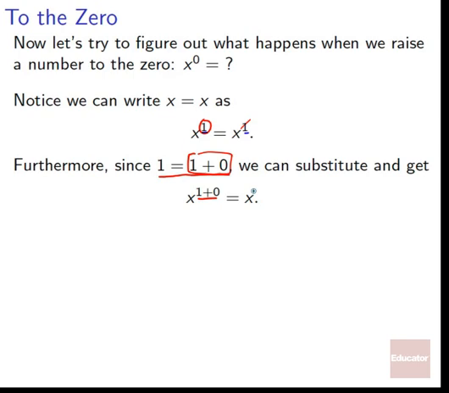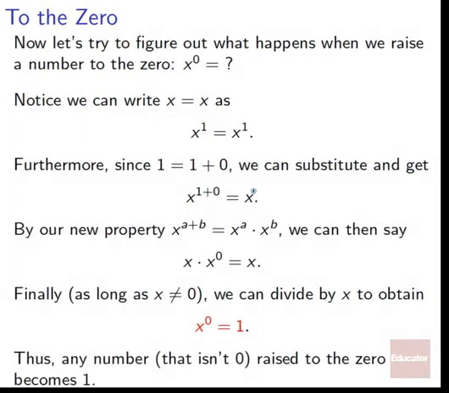So this means we've got a 0 on the field that we can play with. By our new property, x to the a plus b equals x to the a times x to the b, sort of our most basic property, then we can break this up and we can take the 1 and separate it from the 0. So we'll have x to the 1 and x to the 0. And we'll just write x to the 1 as just x by itself, since that's what it is. So we've got x times x to the 0 equals x. Now, as long as x is not equal to 0, because if x is equal to 0, we can't really divide by it easily. But as long as x is not equal to 0, we divide by x, we cancel out the x's on both sides, since they show up on both sides, they disappear, and we're left with x to the 0 equals 1. There we go.